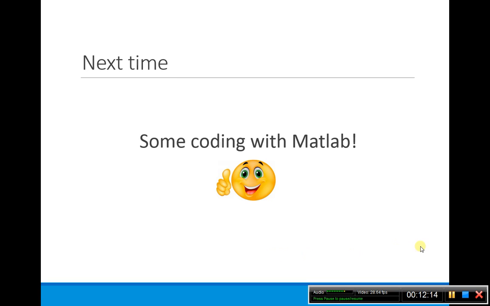Next time we're actually going to talk about some coding in MATLAB, which I like, so the smiley face.